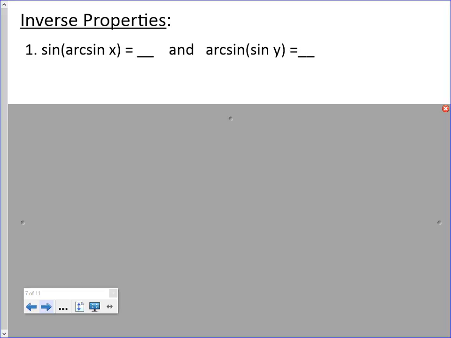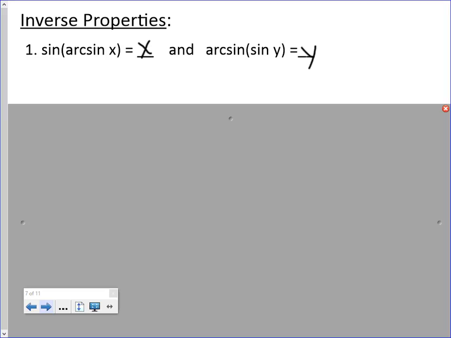So in the inverse property, that very first one that I have, the sine of arc sine of x, the sine is going to undo arc sine and we'll be left with x. They undo each other. Over here, the arc sine of the sine of y is y. The inverses undo each other. So if you want to break into a sine, use an arc sine, or vice versa.